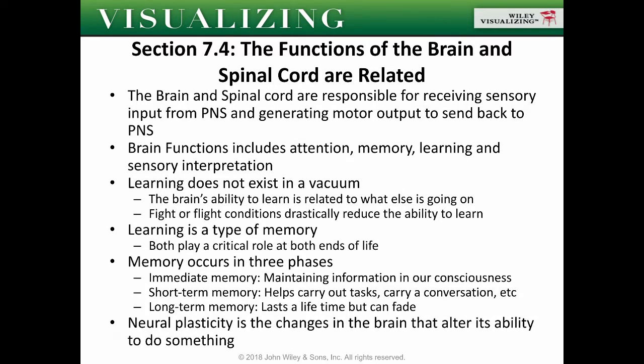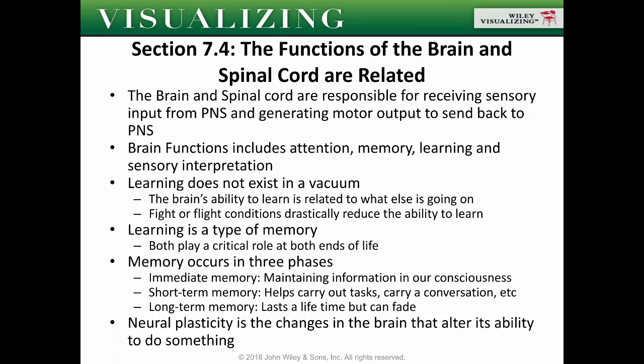Now, how about the functions of our central nervous system? The brain and the spinal cord are responsible for receiving sensory input from the peripheral nervous system and generating motor output to send back to the PNS. Brain functions include attention, memory, learning, and sensory interpretation. Learning in the brain does not exist in a vacuum. What does it mean? The brain's ability to learn is related to what else is going on. Fight or flight conditions drastically reduce the ability to learn. These are usually studies on cognitive learning and sensation.